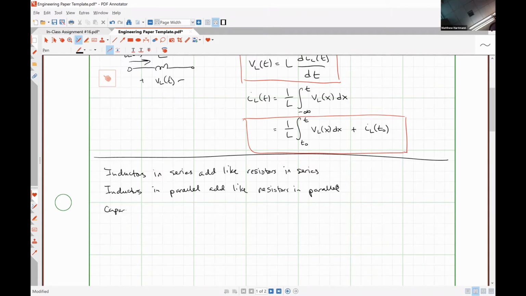Capacitors in series add like resistors in parallel. And capacitors in parallel add like resistors in series.